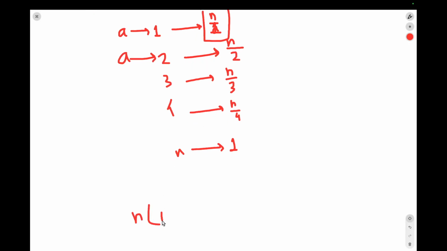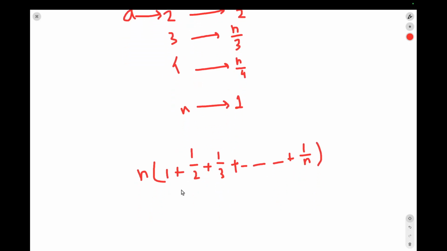So you get a range for how much time you are iterating, and that is nothing but n times (1 plus 1 by 2 plus 1 by 3 plus dot dot dot plus 1 by n). Okay, so what is this? This is nothing but n log n.